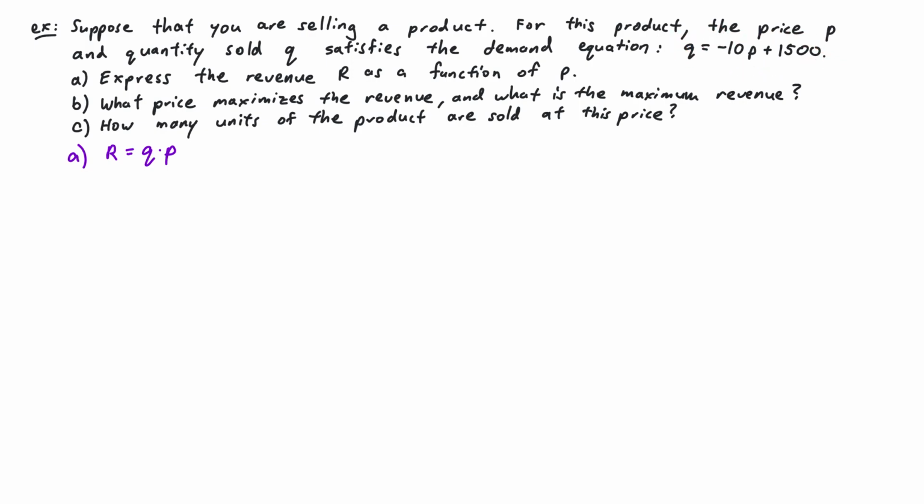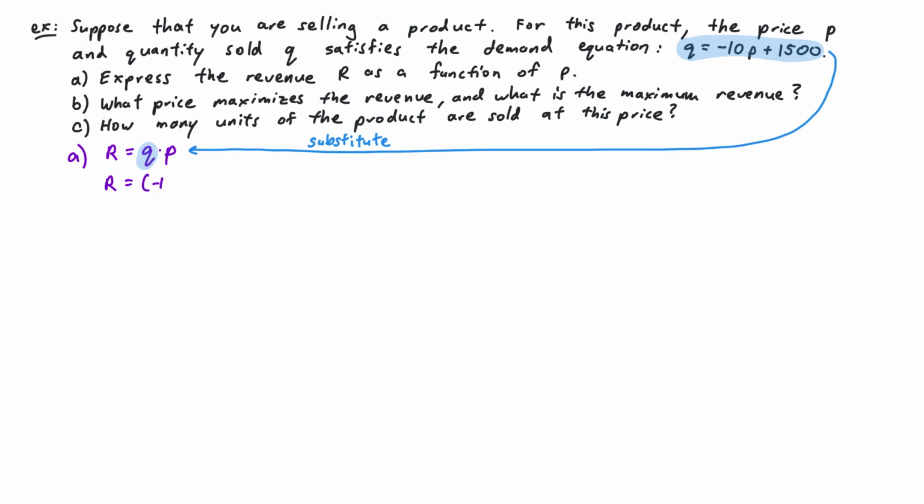We can make a substitution using this demand equation. I know that Q is equal to negative 10P plus 1500, so I can replace the Q in this equation by this expression. Replacing that Q, we get the equation R is equal to negative 10P plus 1500 instead of Q, and then times P. And now we can simplify this expression by distributing that P to each of the terms inside the parentheses. So we end up with R equals negative 10P squared plus 1500P. Now we've rewritten our revenue just in terms of P, and this is our answer to part A.